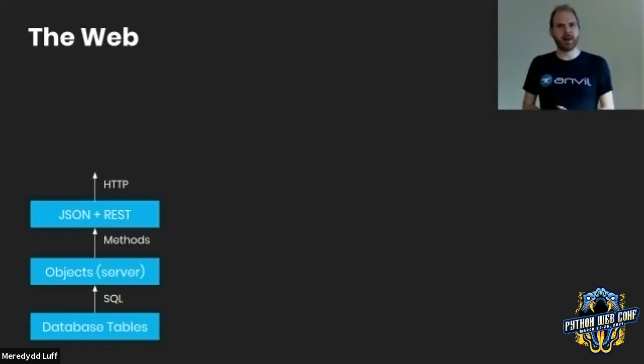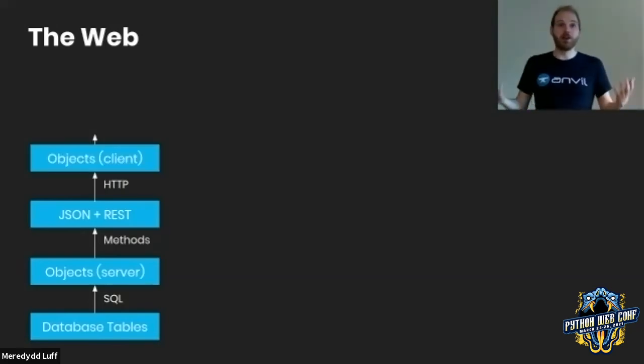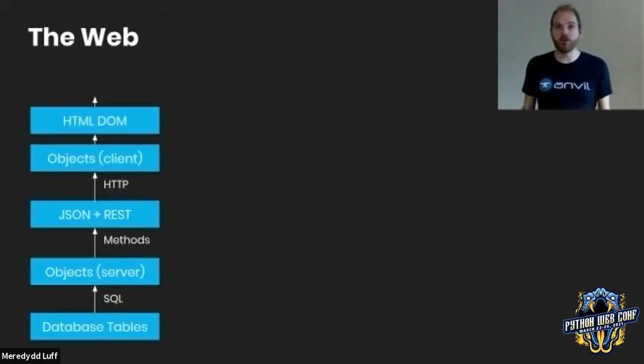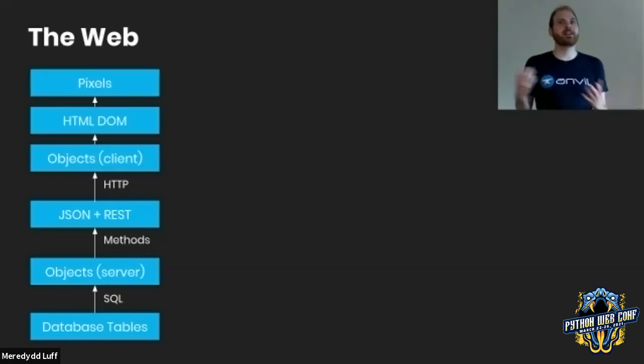But at the other end of that HTTP connection, in a typical web app, is some JavaScript that will be reassembling those payloads into JavaScript objects with their own attributes and methods, and then turn around and render those JavaScript objects as HTML DOM for your browser, which you'll then use CSS to style into pixels, and that is a lot of representations of your data.